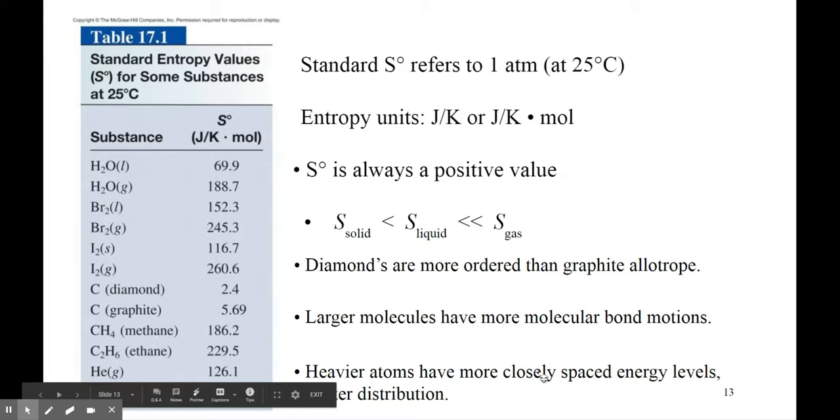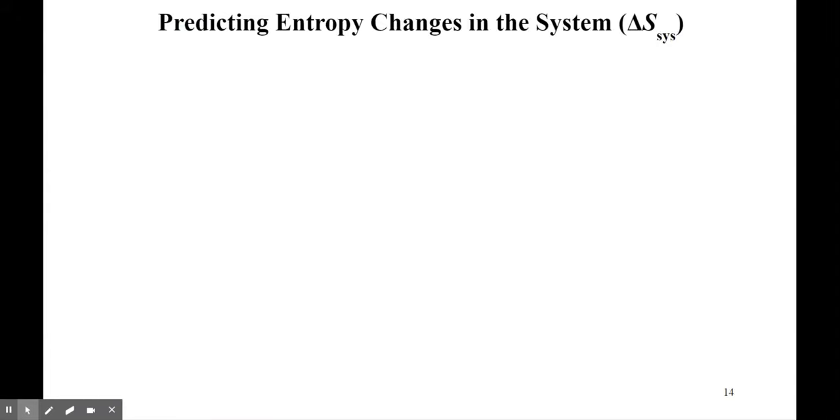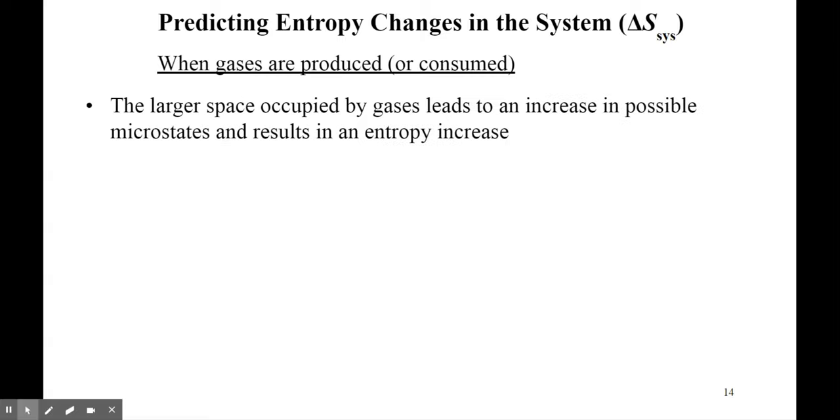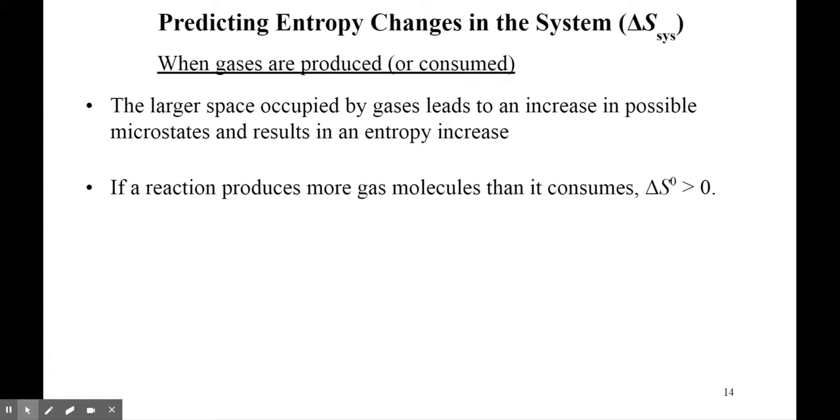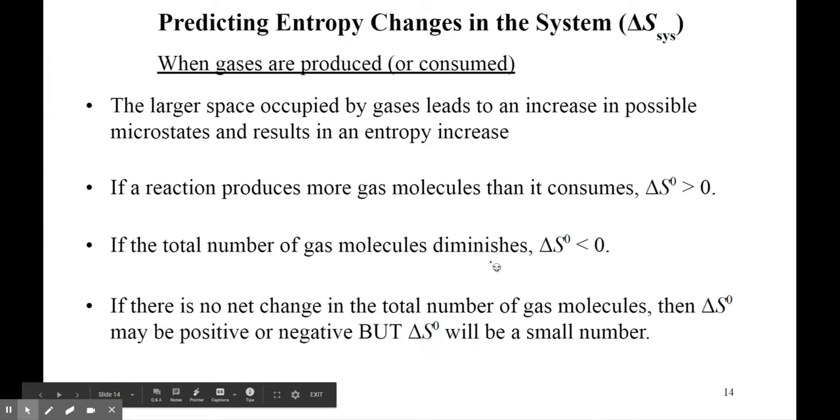Generally, the larger the number of atoms, the bigger the atoms, the bigger the molecules, or the more bonds there are, the more dynamic it can be, and entropy goes up. So again, to predict entropy, one thing we're looking for is, are gases produced? If you end up with more gases than before, it probably has an increasing entropy.